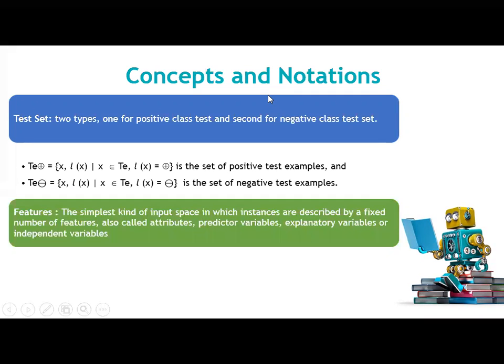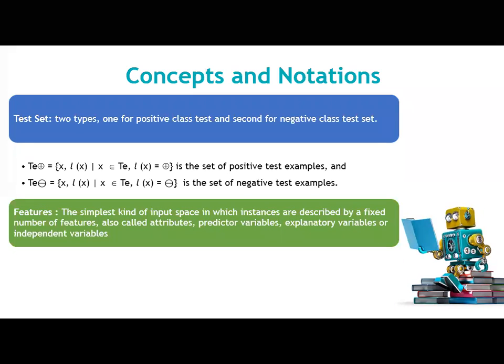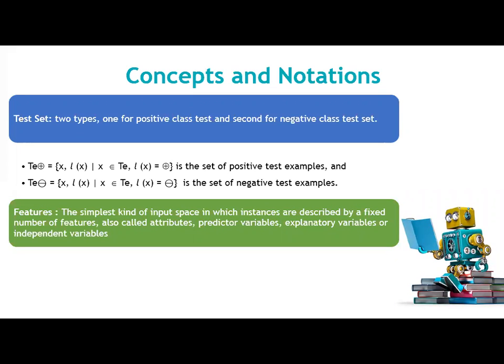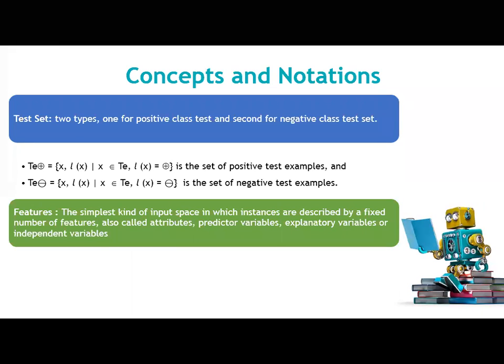Now we are going to consider the features. What are features? The features are the simplest kind of input space, in which your instances are described by a fixed number of features. This fixed number of features are known as the attributes. You can say predictor variable, you can say explanatory variable. These are known as the independent variables. These are all nothing but names of the features.